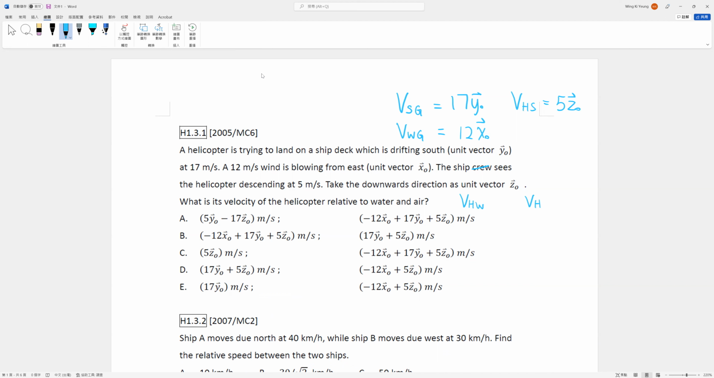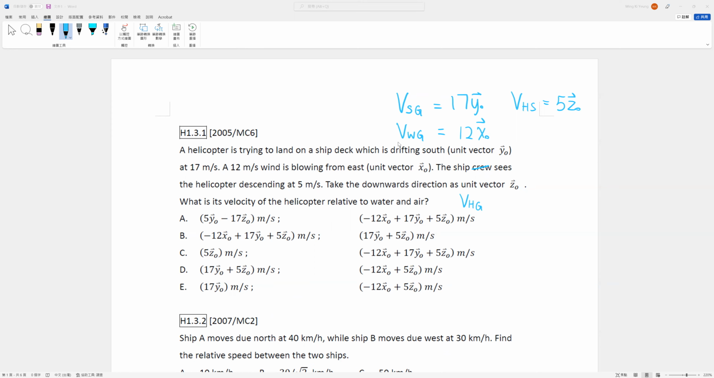Just a second. The ground here, I mean the water. But this is the wind, okay, this is the wind. Sorry, just a second. The ground means the air. Sorry, the ground means the ship means the water.